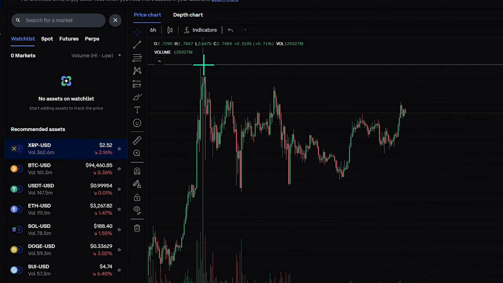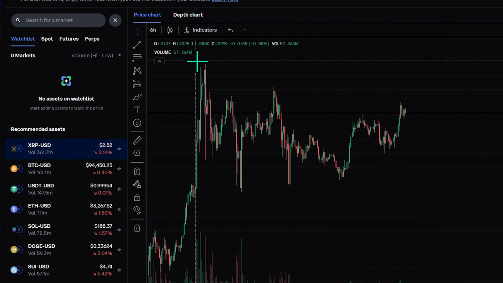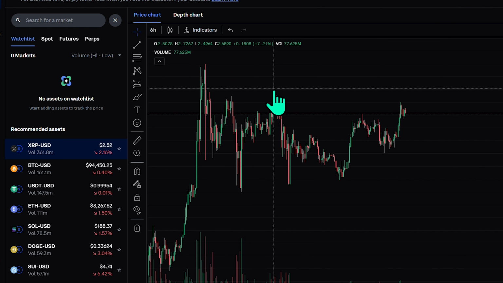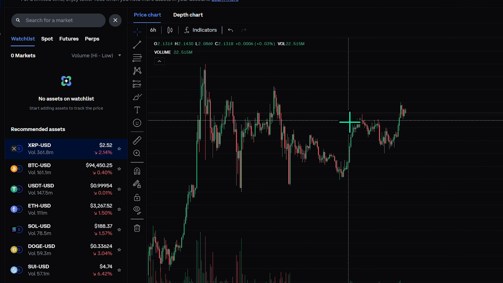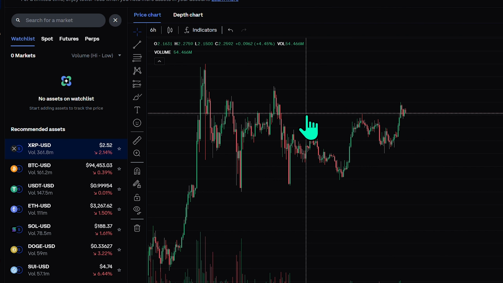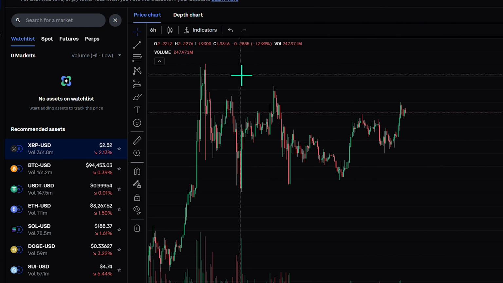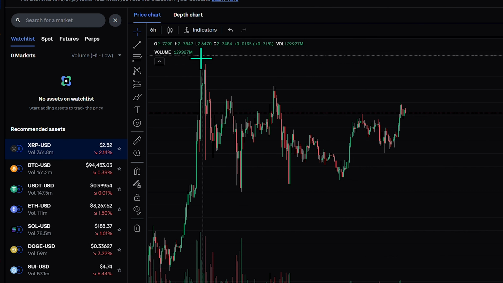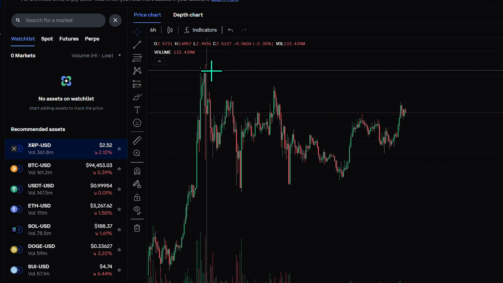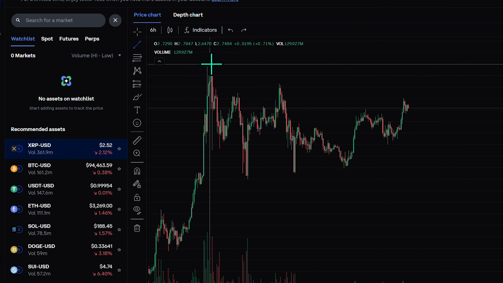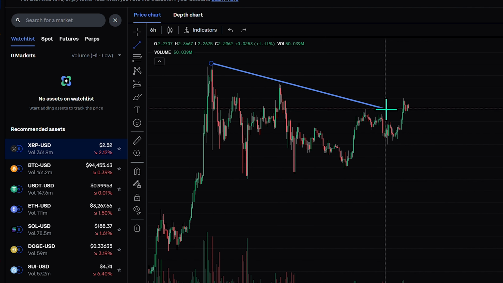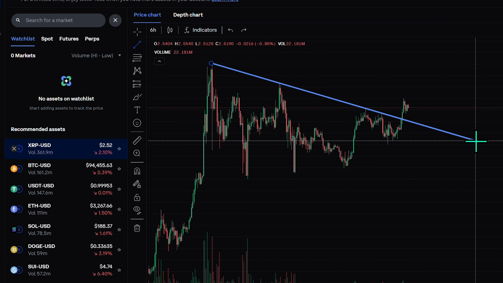So the first thing you do when you're working with these symmetrical triangles is you pinpoint the tops that are occurring that you can connect and create a line with. Now, these top points often form a resistance line, and that's where we're going to connect the swing highs with a downward sloping line. So I simply select this line right here, and then I'm just going to place it where the actual top of the wick is and connect it across these.